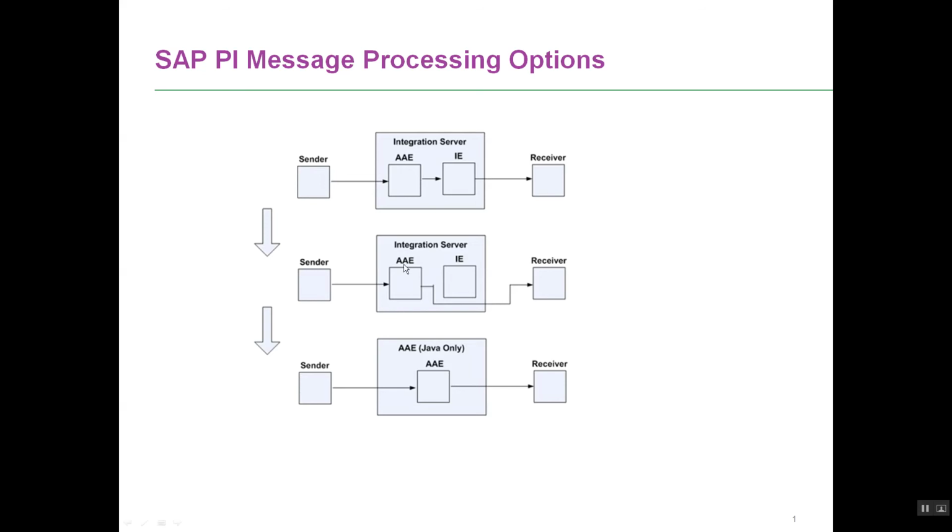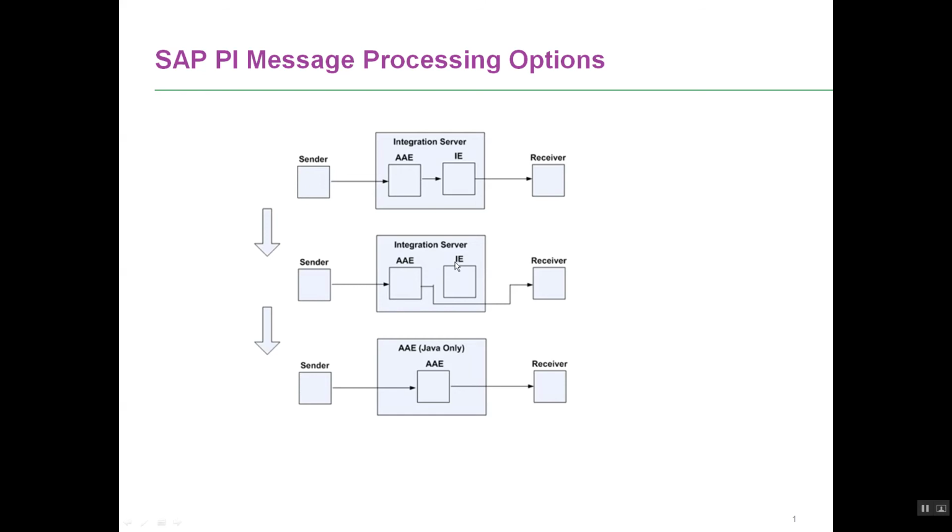So we look at what the integrated configuration does. Now, another evolution of PI: if you look at the arrows, this was the first, XI 3.0, PI 7.0, and then from PI 7.1, this option of PI message processing was supported. And then from PI 7.31 onwards, you could install a Java only PI. Remember, we saw the difference between a Java only PI and a dual stack PI. This is nothing but a dual stack PI, right?